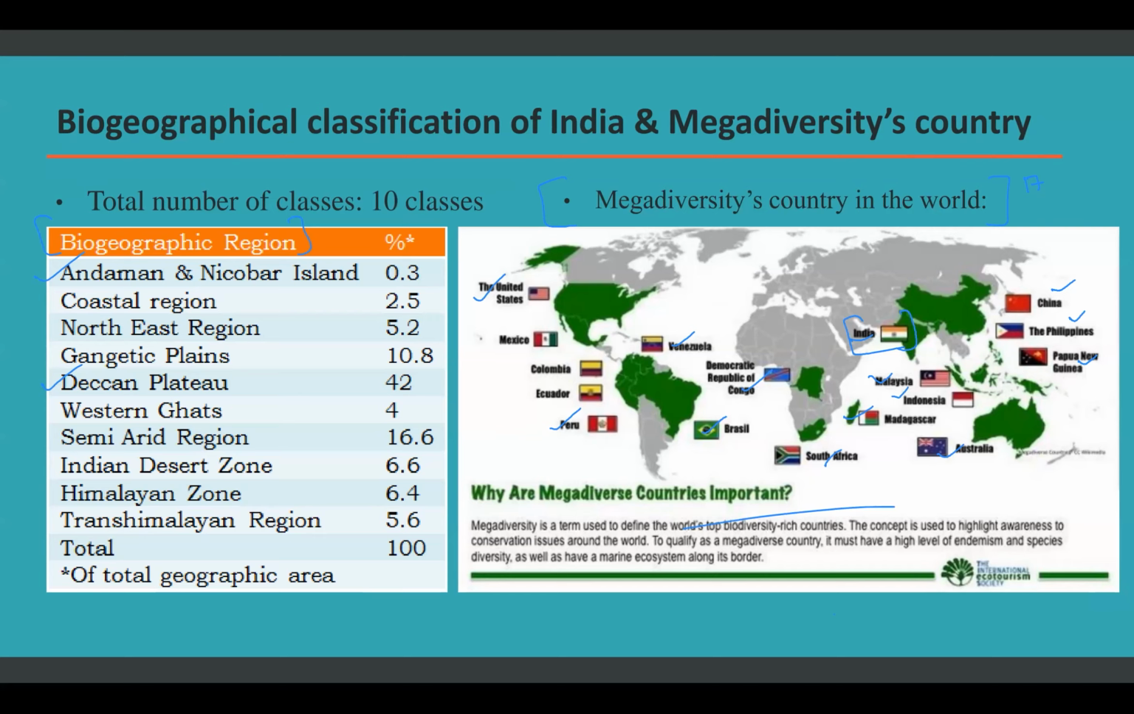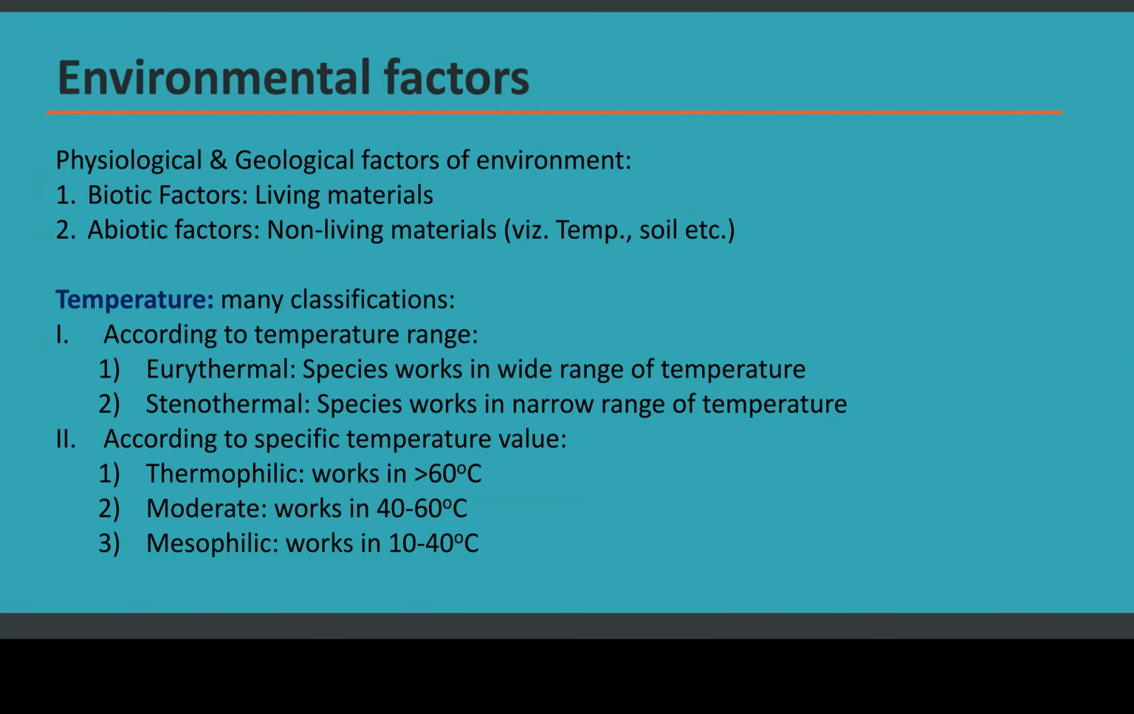Coming to the next slide, you can see the environmental factors which govern species formation: the climatic conditions and all the remaining external factors of any particular region. These important environmental factors are divided into two types: physiological and geological factors. These factors are further divided into two categories, biotic factors and abiotic factors.